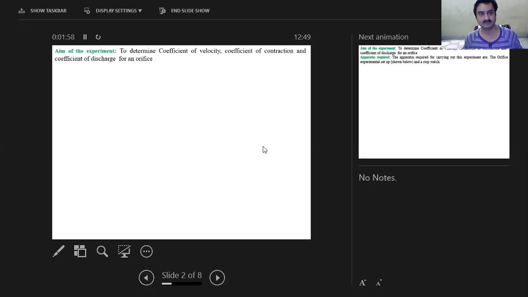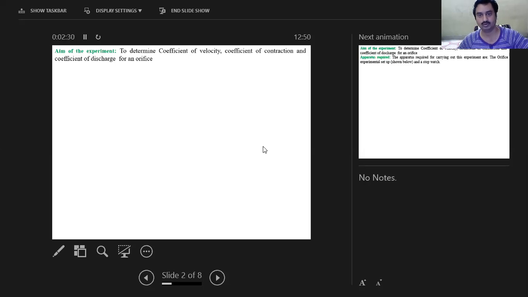So the aim of the experiment is to determine the coefficient of velocity, coefficient of contraction, and coefficient of discharge for an orifice. These are also called the hydraulic coefficients of an orifice. Let me just tell you one line about the orifice. An orifice is an instrument used to measure the flow rate through a pipe, like a venturimeter, for the same purpose. A venturimeter is also used to determine the discharge or flow rate through a pipe, and the orifice also serves the same purpose.